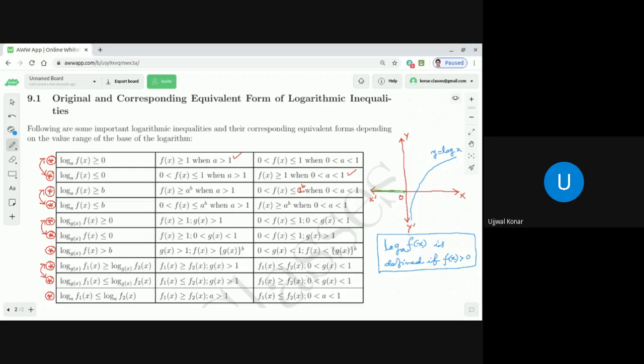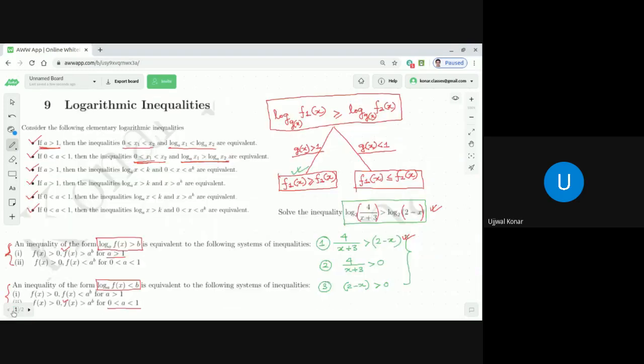Let me give you an example we discussed today. Look at this one: log of 4 by (x plus 3) to the base 2 is greater than log of (2 minus x) to the base 2. If you look at the second and third points, we actually found that the log of 4 by (x plus 3) is defined only if 4 by (x plus 3) is greater than 0.